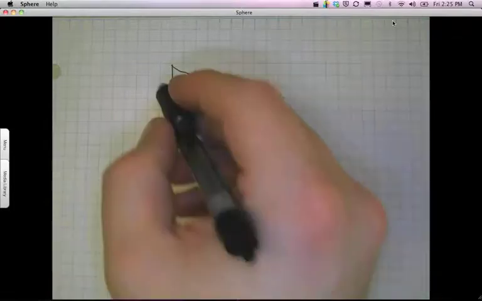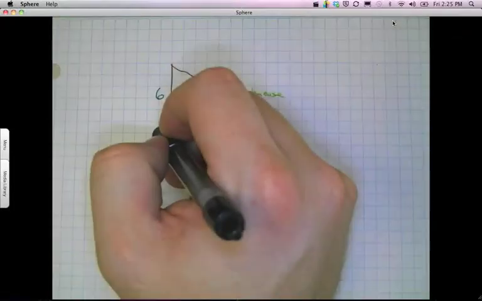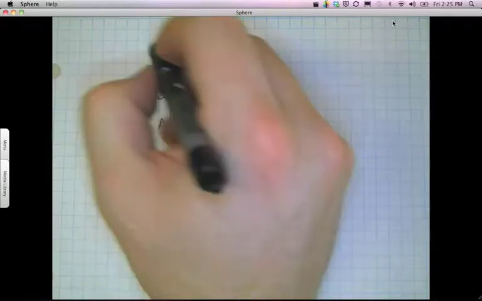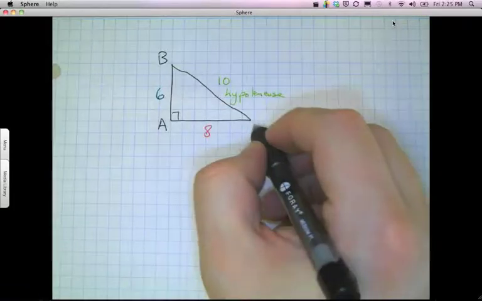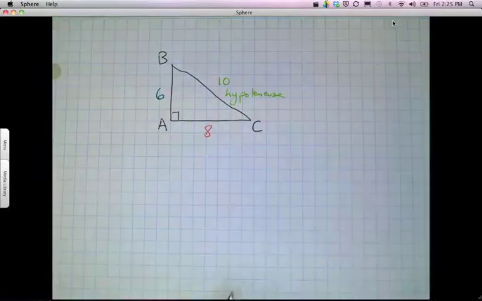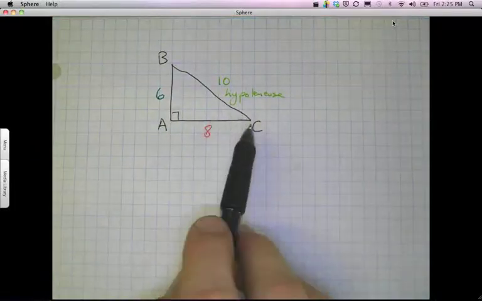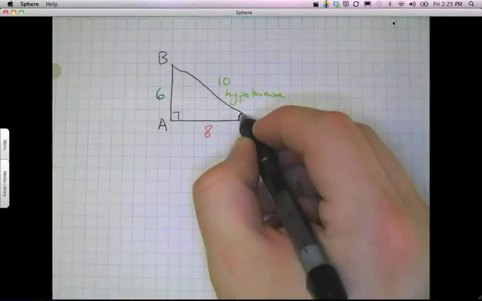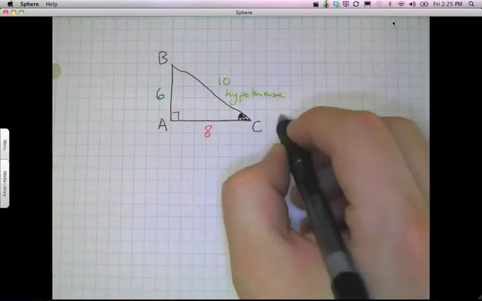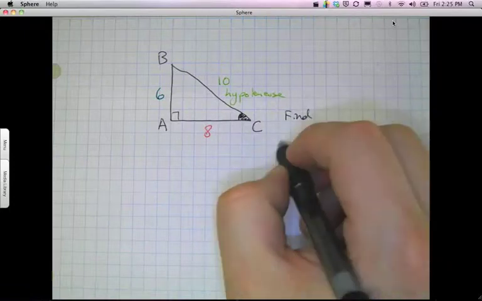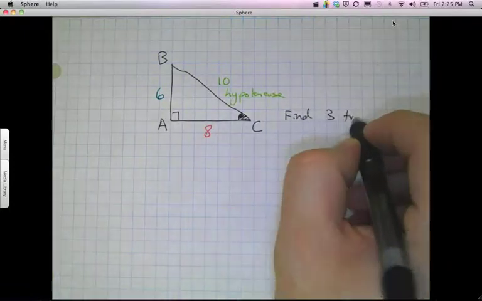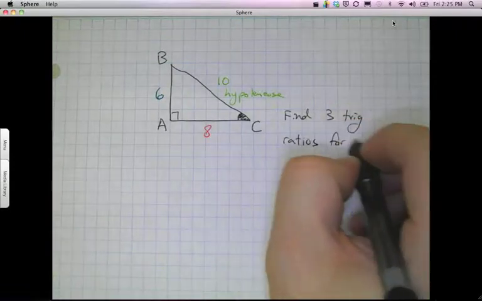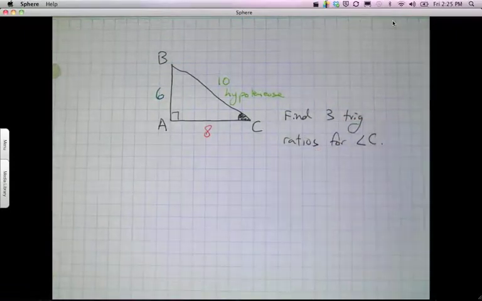So for this one, look at your paper again. A goes down here, your B goes right here, and C goes right here. So this is my triangle. And for this problem, they're telling you to find all of the trig ratios for angle C. So find the 3 trig ratios for angle C.